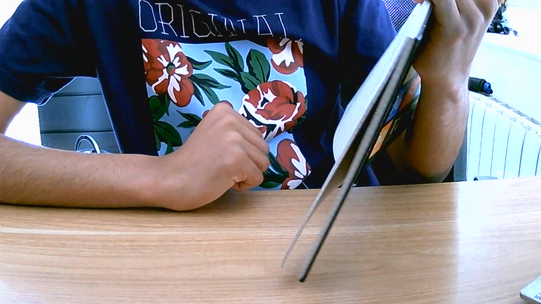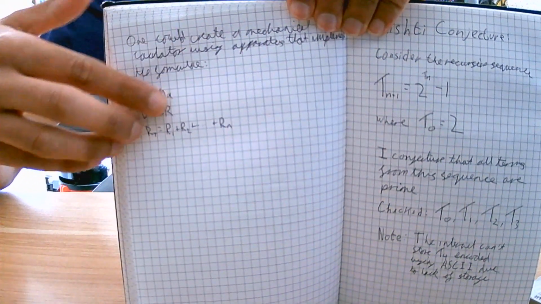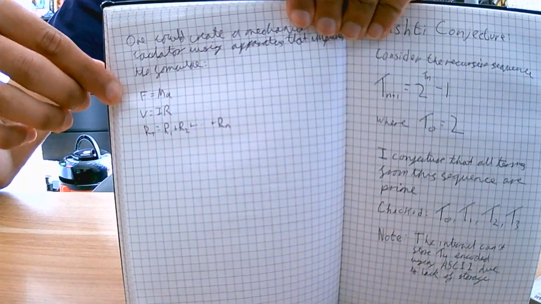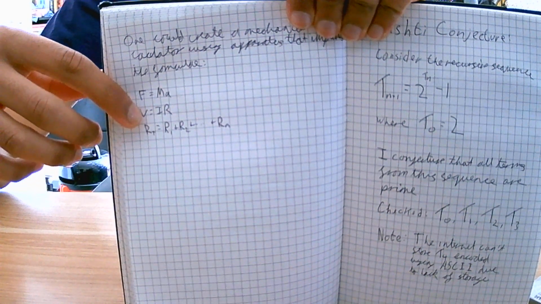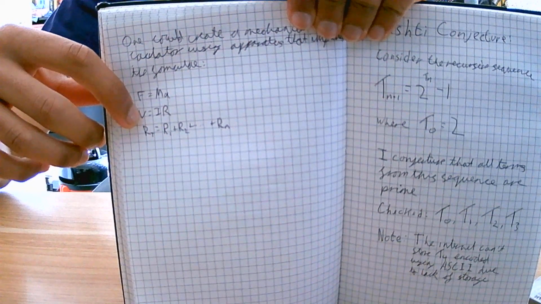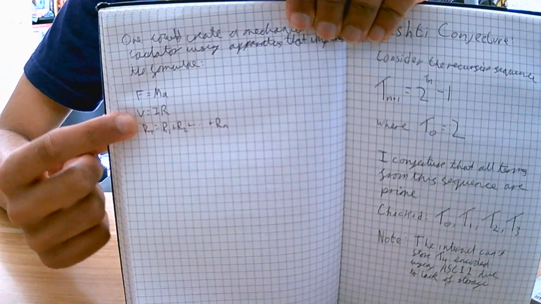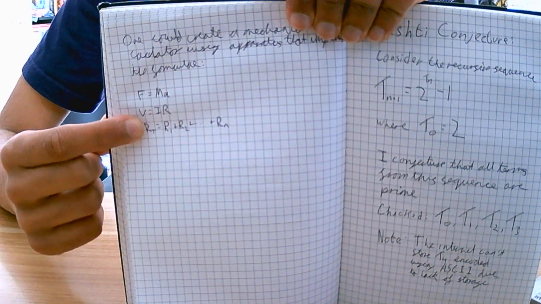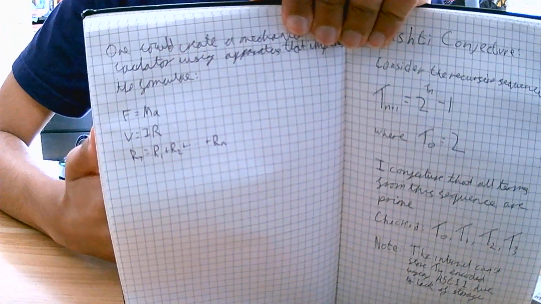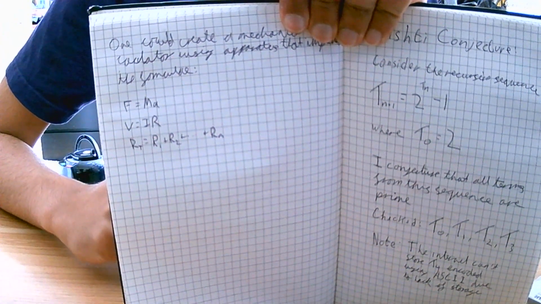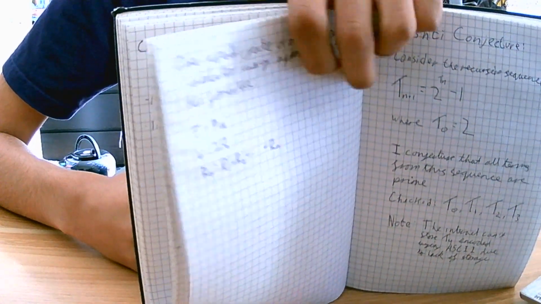But here I come up with the concept of a mechanical calculator. Using a certain formula, for example, force is mass times acceleration, or the voltage is resistance times current, or the total resistance is the sum of all the small resistances, and arguing that you could use things like that to do calculations. Would be pretty limited, but it could work.